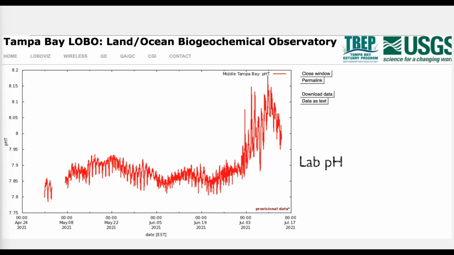Okay, this is that graph that I had at the beginning of my presentation from Tampa Bay LOBO. This was just for the 2021 summer, but you can see a relatively consistent pH for most of the summer. Our lab had a pH of 7.9-ish, and the field site also had a pH of about 7.9.